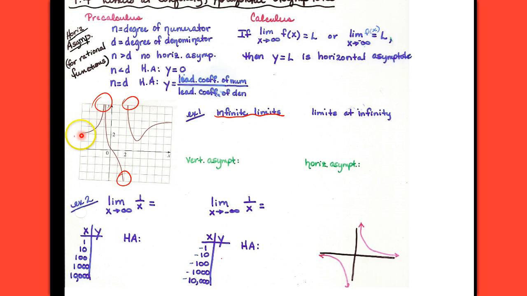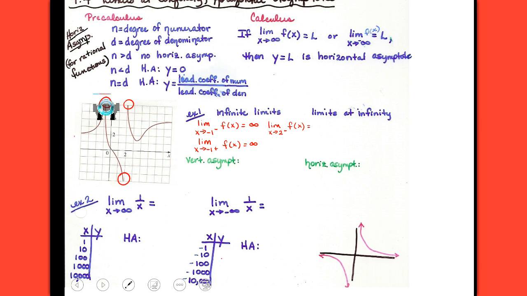So when I'm looking at my graph over here, I can see this goes off to positive infinity at negative 1. This goes off to positive infinity at positive 2. This goes off to negative infinity at positive 2. So all of those would be infinite limits. And I could write those by saying the limit as x approaches negative 1 from the left-hand side is positive infinity. The limit as x approaches negative 1 from the right-hand side is positive infinity. The limit as x approaches positive 2 from the left-hand side is negative infinity. The limit as x approaches positive 2 from the right-hand side is positive infinity.